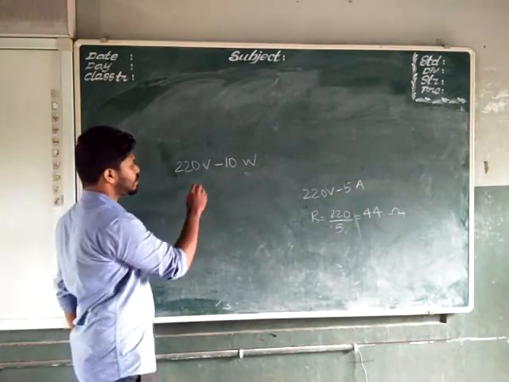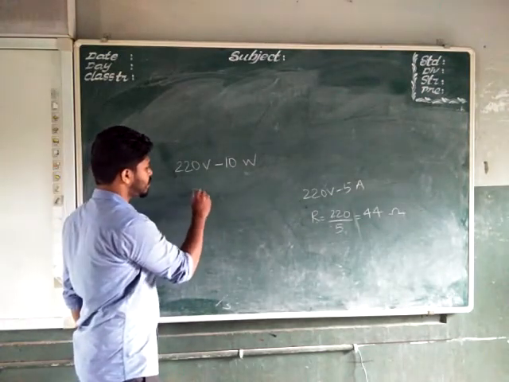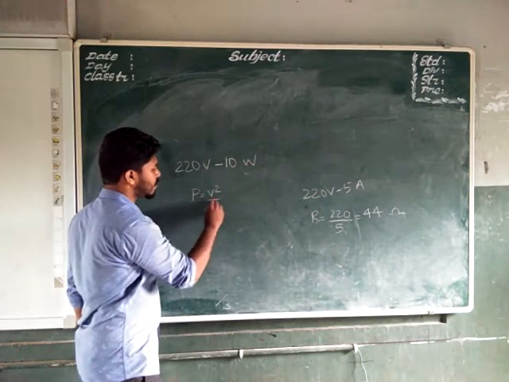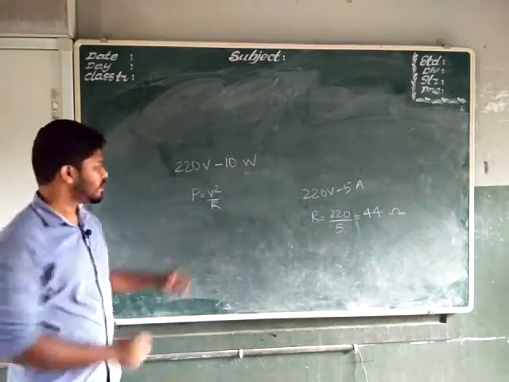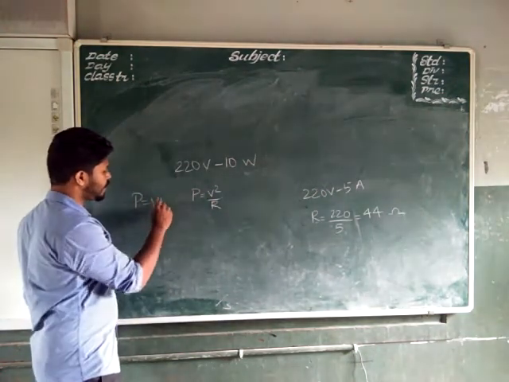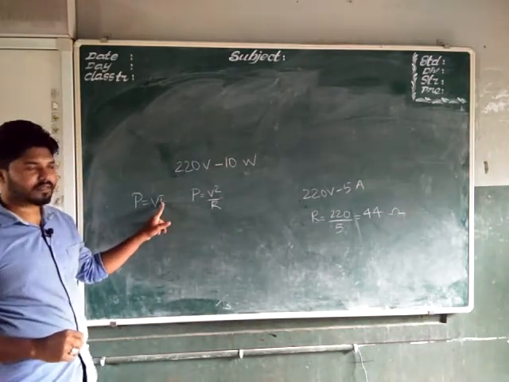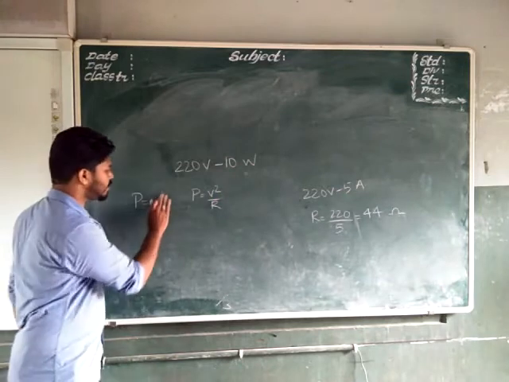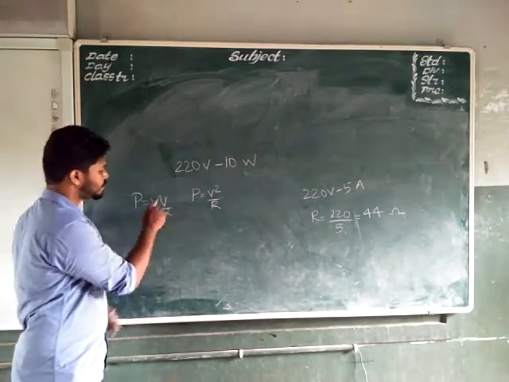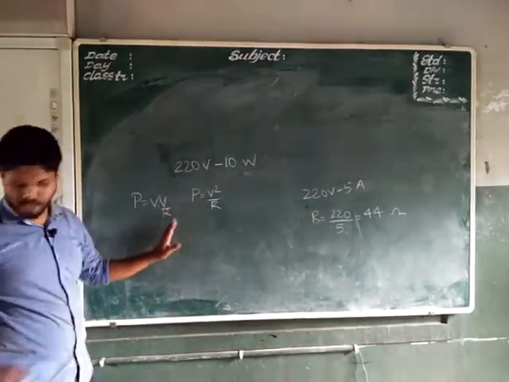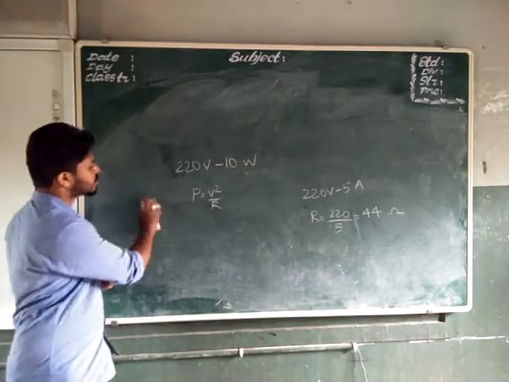So here V is given and P is given. P equal to V square by R. There is an equation like that, isn't it? We have the equation P equal to VI. If we take I as V by R, we can get this equation. Instead of I, we put V by R. That is V into V, that is V square by R. So we have an equation like this.